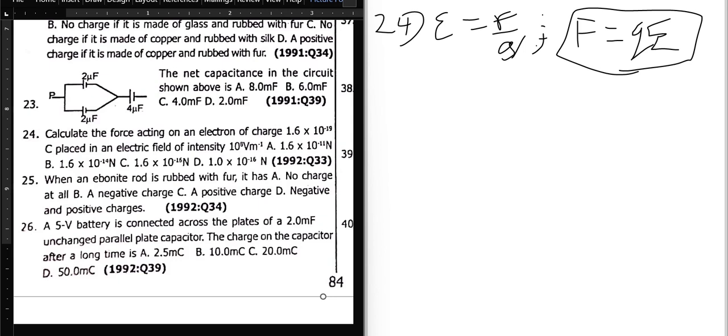So to look for the charge, we'll just simply say Q is equal to CV, where C is the capacitance and V is the voltage. The voltage is 5 volts and the capacitance is 2.0 mF. All right, so put in all that, multiply, and you get your answer.